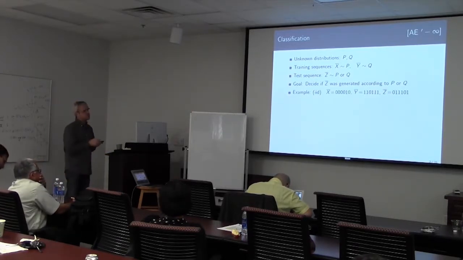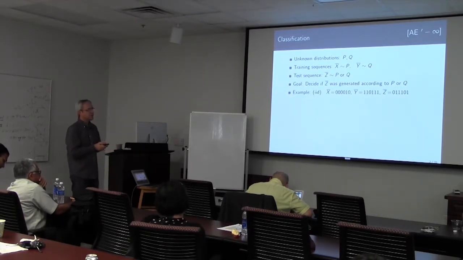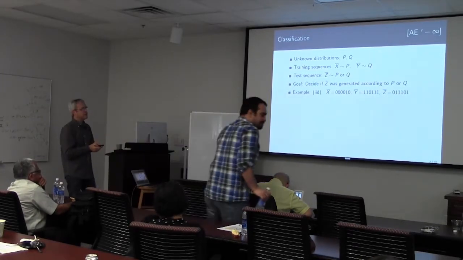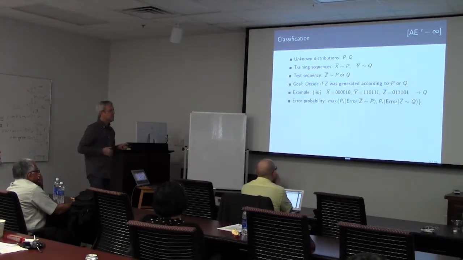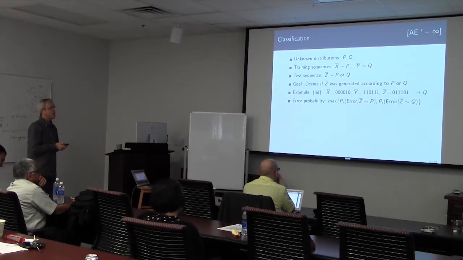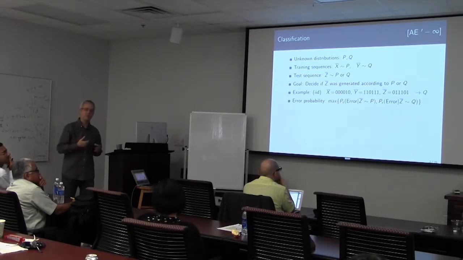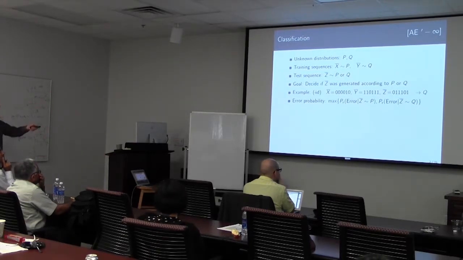So if you get these two training sequences, X and Y, you can see that X has mostly zeros and few ones, and Y has mostly ones. Then you look at Z and say Z has more ones than zeros. Most likely it's generated like Y, and therefore according to Q. Very simple. We want to make this precise, so we'll define the error probability to be the maximum of the error when Z is generated according to P and when Z is generated according to Q. So we're being conservative. We're looking at the worst error, and we want to minimize this error.